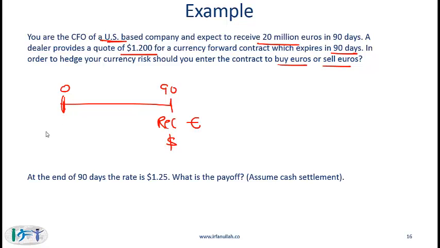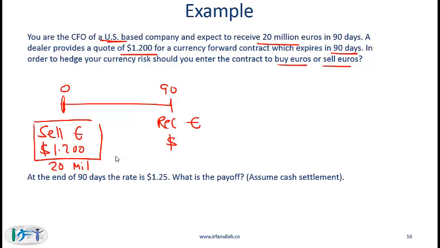So on day 0, what you will probably do is get into an agreement where you are selling euro at a given price. Here that price is 1.200. What this means is that when you get your 20 million euros, and that 20 million also needs to be specified in the contract, you can go to the dealer and sell the 20 million euros at $1.2 per euro. So the answer here is that you will enter into a contract to sell euros.